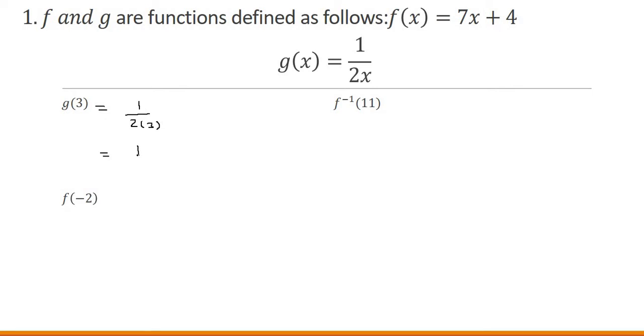So it's going to be 1. And remember that the bracket implies multiplication. So this is 2 times 3, and that's going to give us 6. And we're finished.